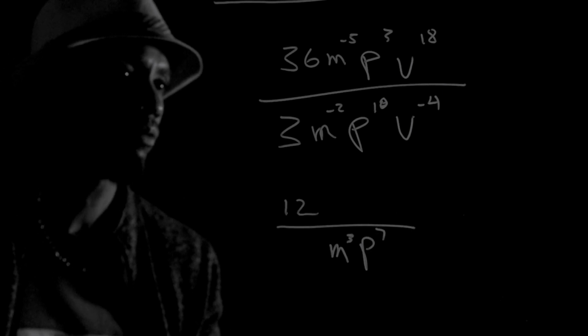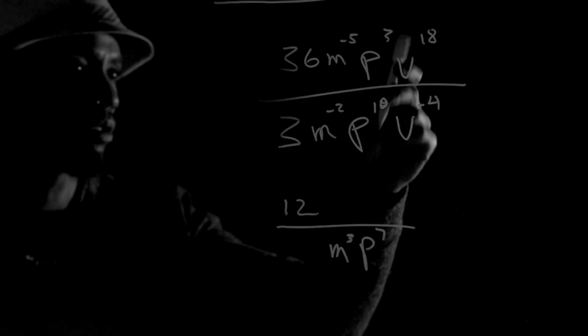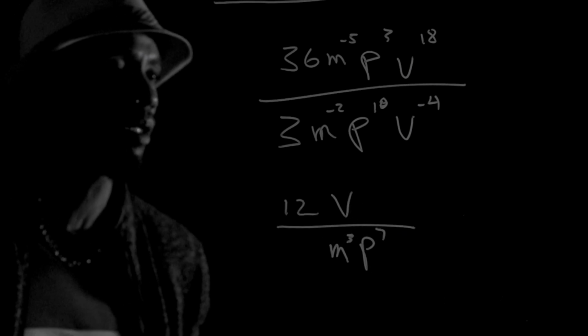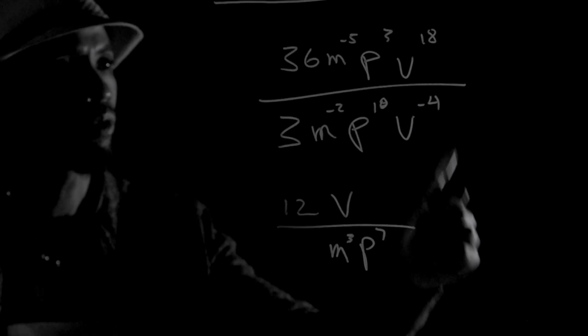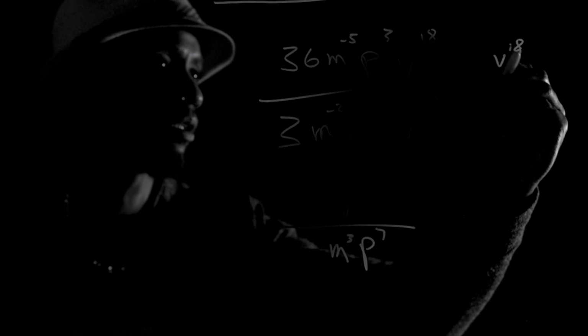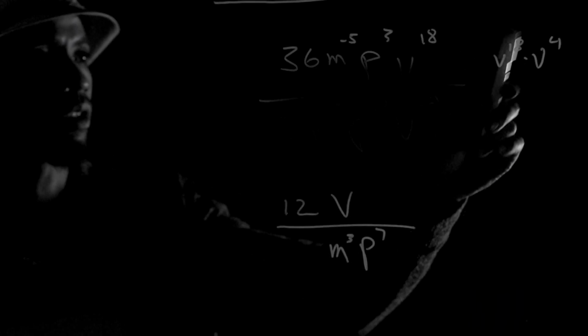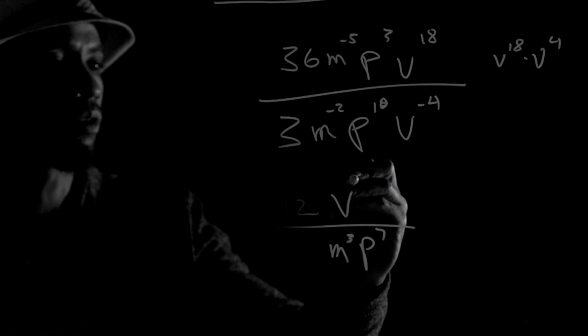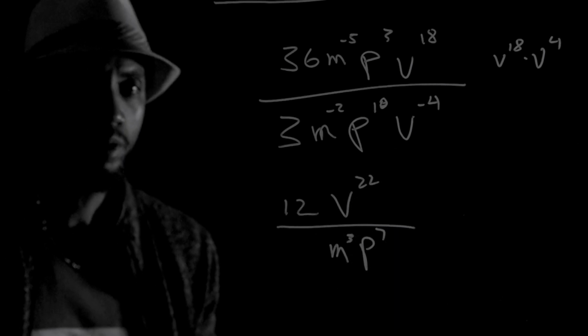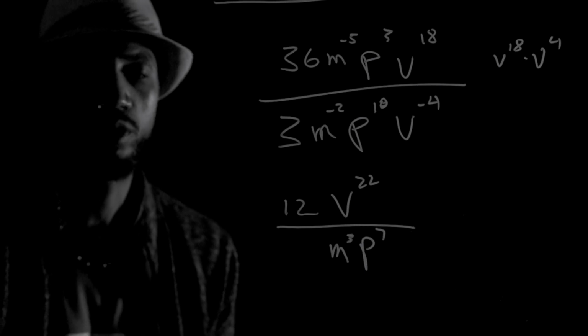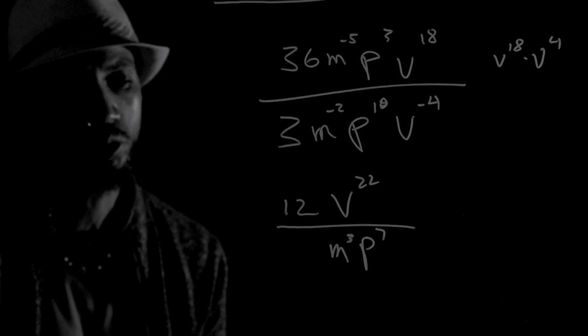And then we have v to the 18th, which is clearly more than negative 4, so v is definitely on top. If you prefer to move this up here and make this positive, that's fine, it's v to the 18th, then you can just add those together. So that's 22. All right, so your final answer is 12v to the 22nd power over m raised to the 3rd power, p to the 7th power.